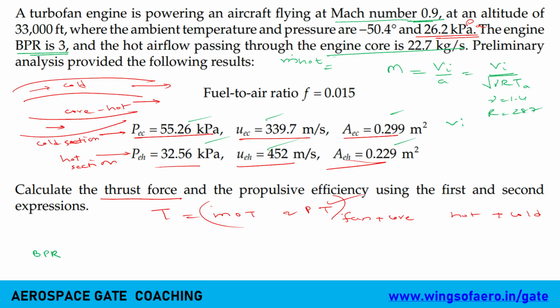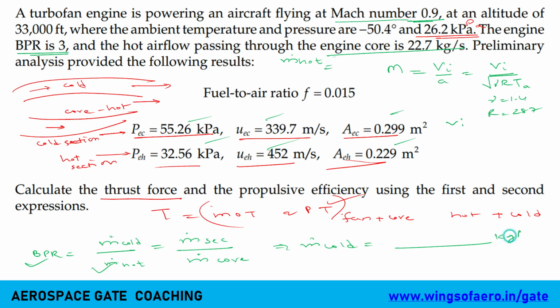Now what is bypass ratio? Mass flow rate of the cold section to the mass flow rate of the hot section, isn't it? Or if I see the other side, mass flow rate of the secondary to the mass flow rate of the core, right? This is the actual formula. So the bypass ratio is given, the hot mass flow rate value is given, so obviously you can find the mass flow rate of the cold as well. So once you find out the mass flow rate of the cold, you can find the other side. Ma'am, mass flow rate of cold is equal to 68.1 kg per second.